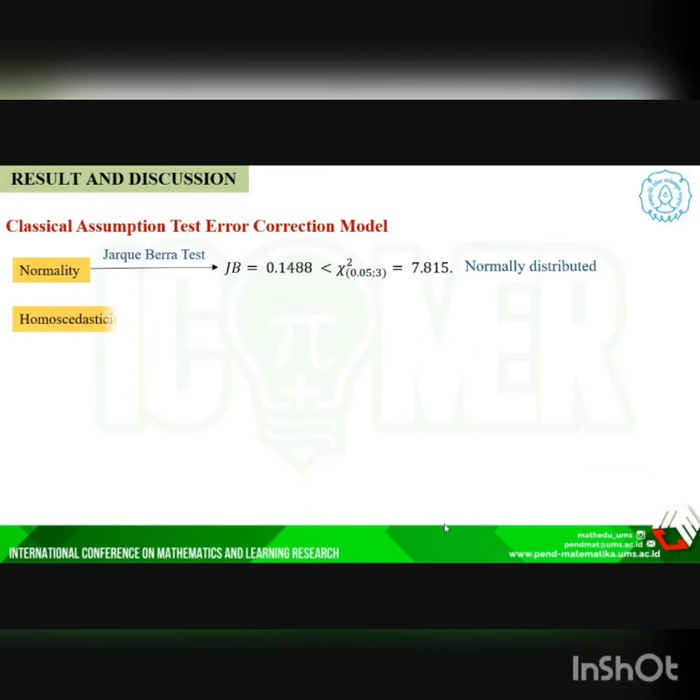The second is homoscedasticity assumption. Testing this assumption is done with the White test. The result is as shown on the slide. It means that there is no heteroscedasticity in the error. Thus, the assumption of homoscedasticity has been fulfilled.